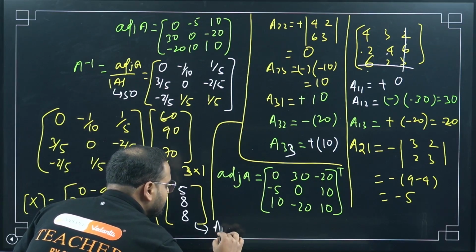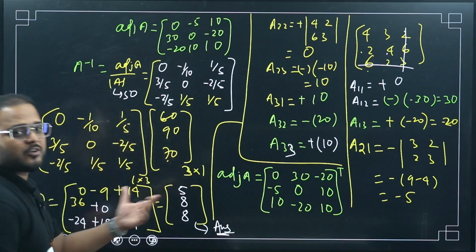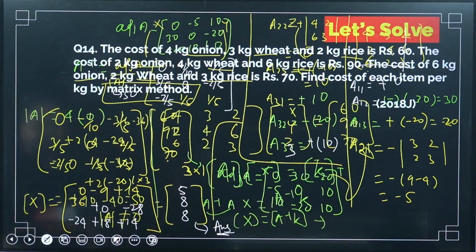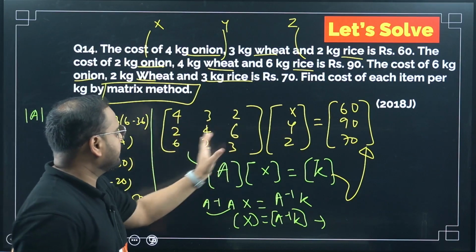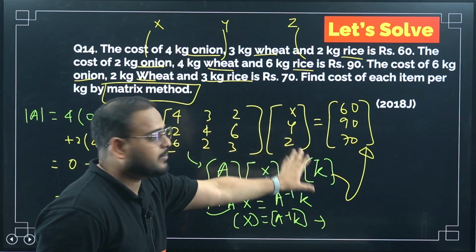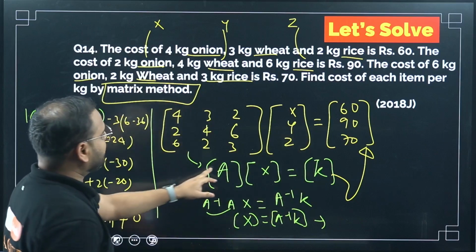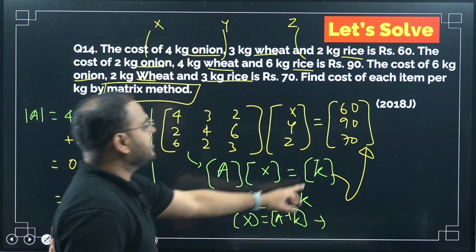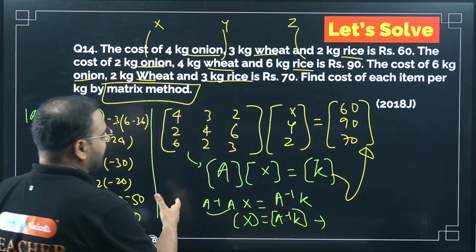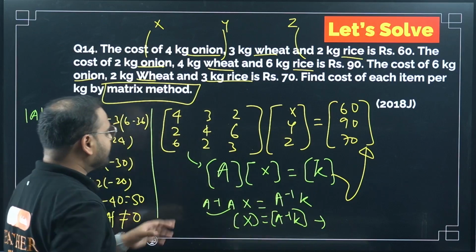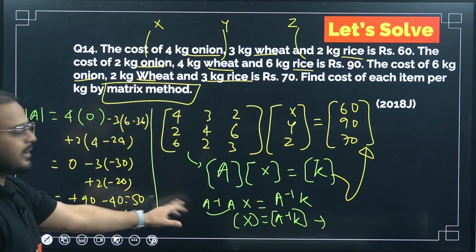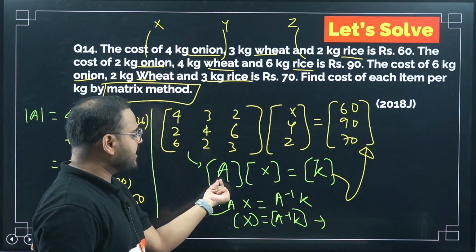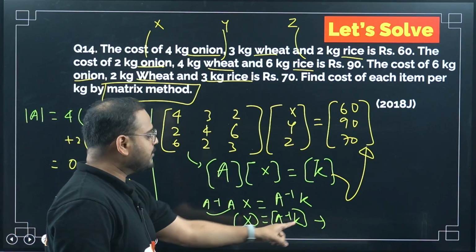I know this is a bit too much on the board, so I'll explain from the beginning. First we wrote the matrix times the variable matrix equals the constant matrix. I wrote this as matrix A, this is matrix X, and this is the constant matrix K. I applied A inverse on both sides, because the determinant of A came as 50, which is non-zero, so I can apply A inverse. I got X equals A inverse K.